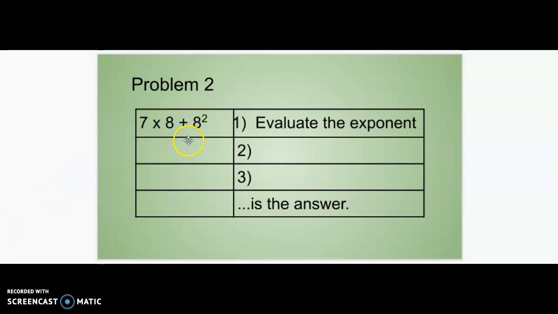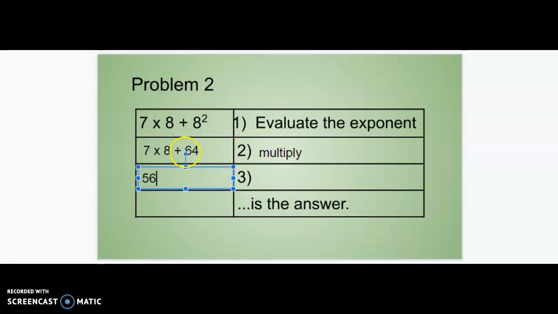Another problem. We have 7 times 8 plus 8 squared. The first step is evaluate the exponent. You've got to clean up the exponents before you do anything else. And the first exponent here is 8 squared. 8 times 8 is 64. 7 times 8 plus 64. We have to take care of the exponent before we do anything else here. The next step would be multiply. We're going to multiply 7 times 8. 7 times 8 equals 56.